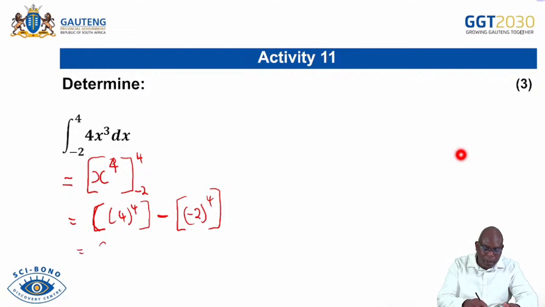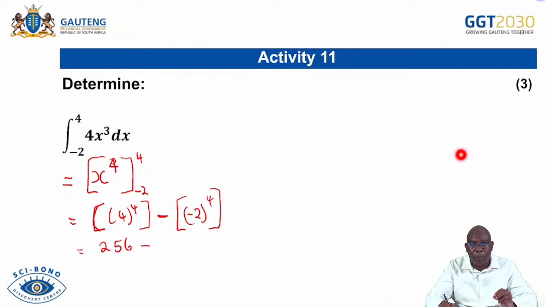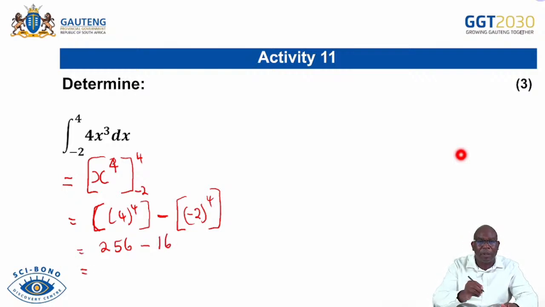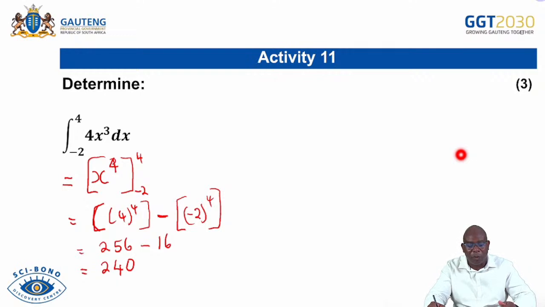What am I going to get there? 256, if I'm not mistaken. So now that minus the negative 2 to the power of 4 should be 16. Then I'm going to subtract this 16, and I think the answer there will be 240. So that's what I'm going to get. So in other words, the integral of that, given the upper limit and the lower limit, will give you 240. All right.